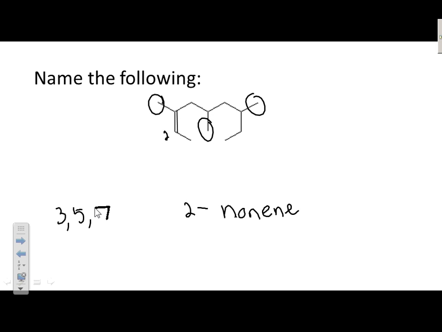1, 2, 3, 4, 5, 6, 7. Trimethyl, remember the dash between the numbers and the letters, 2-nonene.